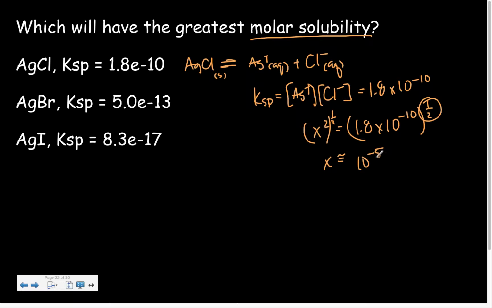Yes? Fantastic. All right. So then, if that's the Ksp for AgCl, and we think about the Ksp for AgBr being 10 to the negative 13, or this one being 10 to the negative 17, which compound has the greatest molar solubility?